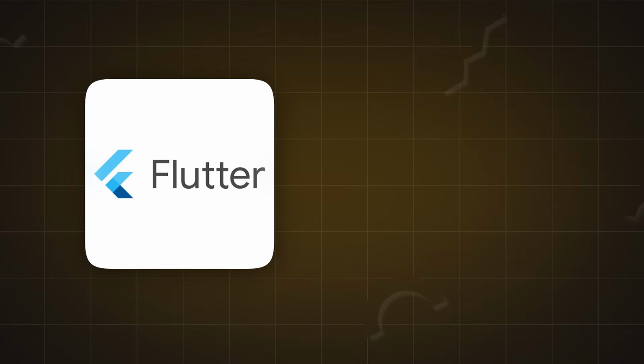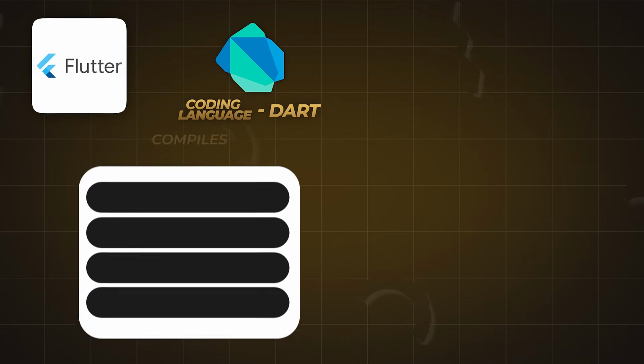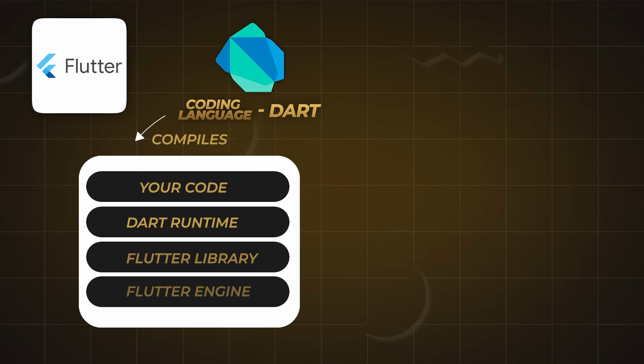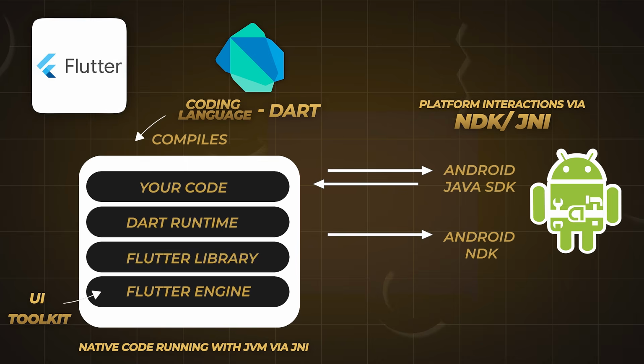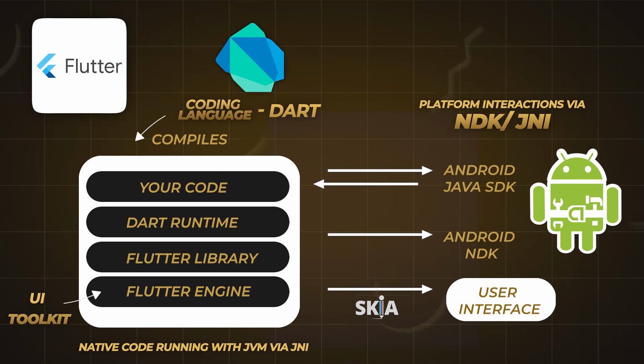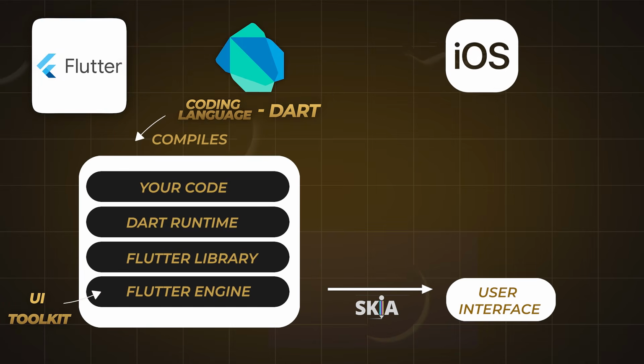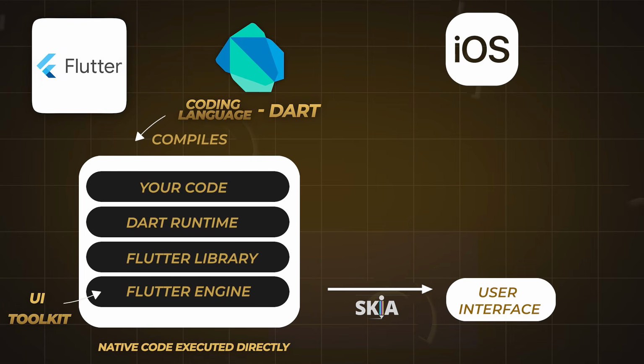Let's talk about Flutter first. So the coding language used here is Dart. Dart compiles to native code, including the Dart runtime and the Flutter engine. Platform calls use NDK or JNI, with UI rendered via the Skia library on Android. On iOS, it's similar to Android, but it natively supports code execution without NDK.